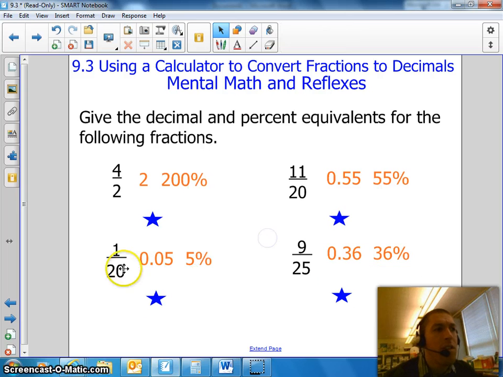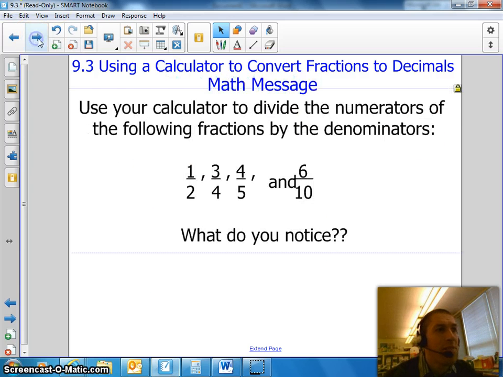Okay, good. As long as you turn these all out of 100, 2 times 50 would give you 100, so 4 times 50 would give you 200, or 2.00 as a decimal. And all of these, 20 times 5, 20 times 5, 25 times 4, you do that to the numerator, and of course you'd get the same number for the decimal or the percent.